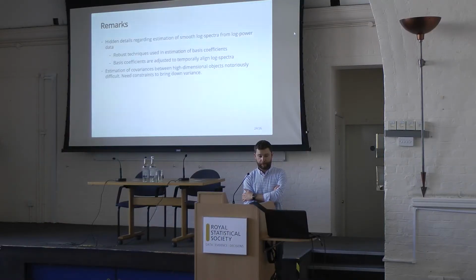So there are obviously many things that I skipped over, both to do with Fourier analysis and functional data analysis, in my very brief and crude description of the work we're going to hear more about. One of the interesting things I skipped over was just how you go from these log powers to the smooth spectra. I brushed it aside, just said it was a constrained regression problem. Turns out it's slightly more complicated than that.